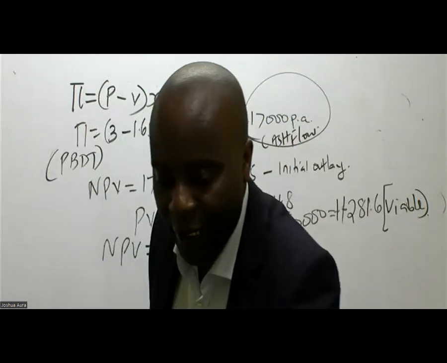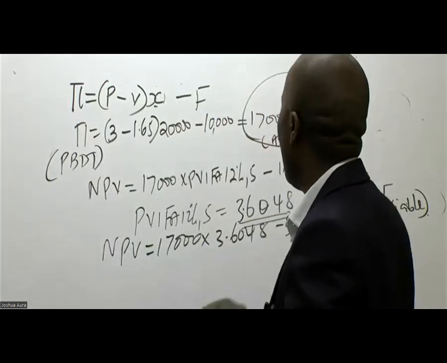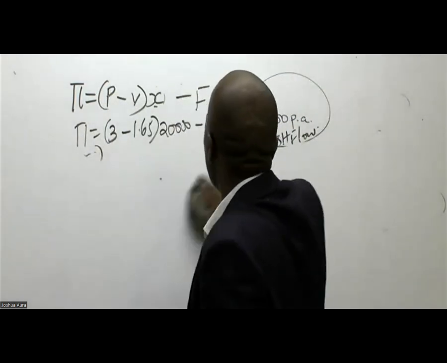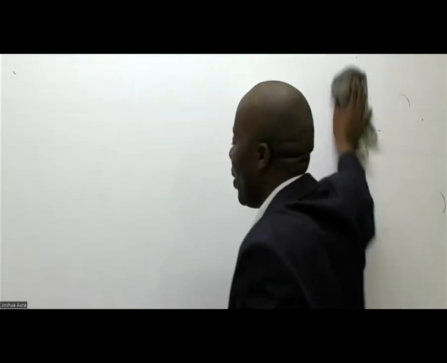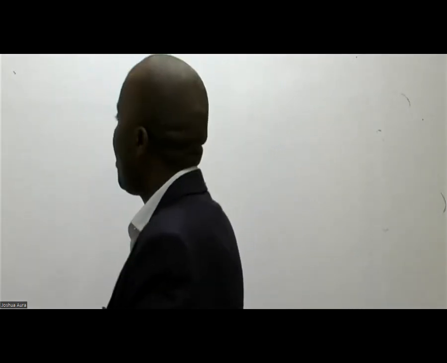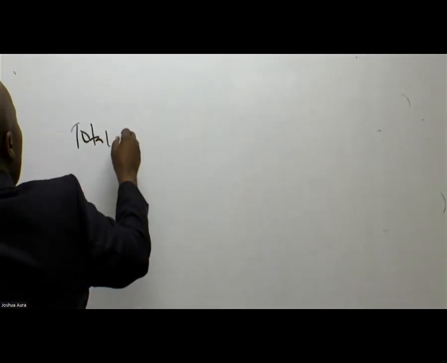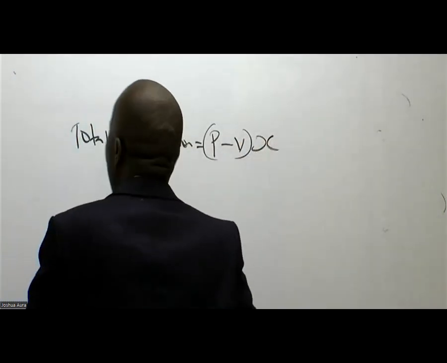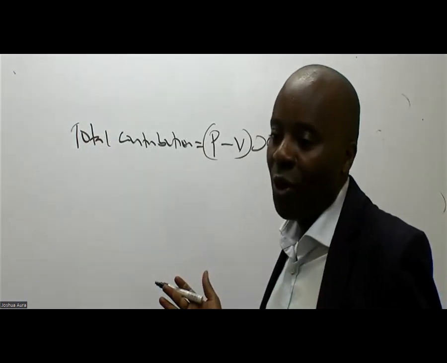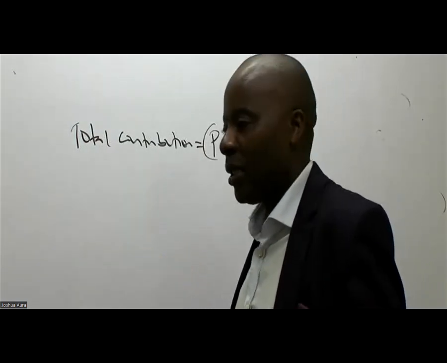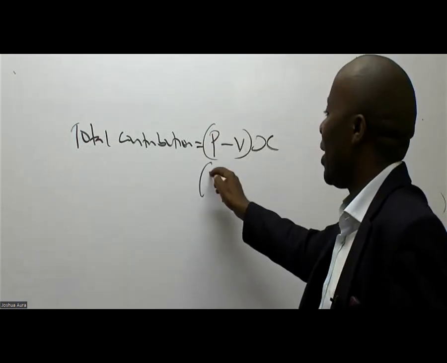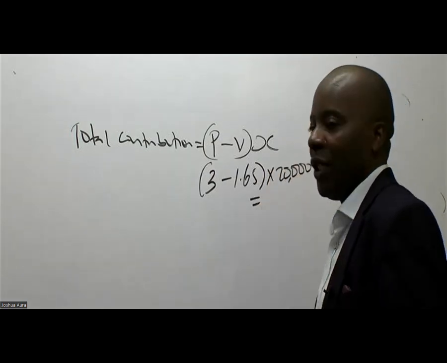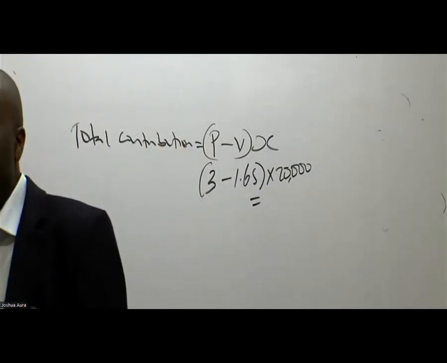So the first thing that I need to do is to give my examiner the total contribution here. Do you guys know how we normally get our total contribution? This is so easy. We take P minus V multiplied by the number of units, because total contribution is contribution per unit times number of units. I remember it's 3 minus 1.6 multiplied by 20,000, which was the volume. So this will give me how much as the total contribution?